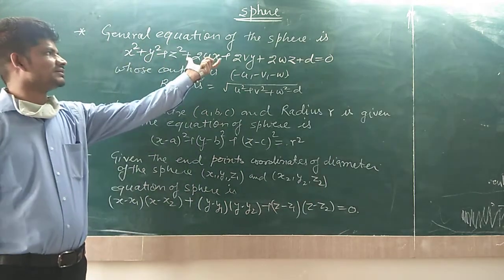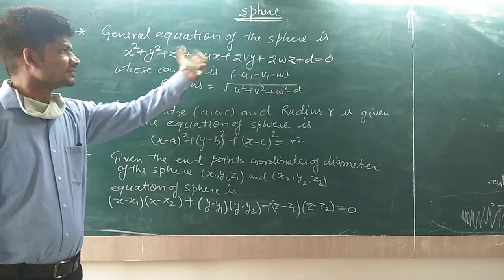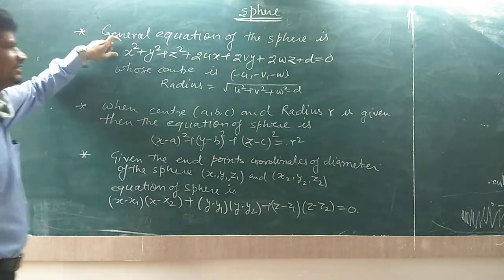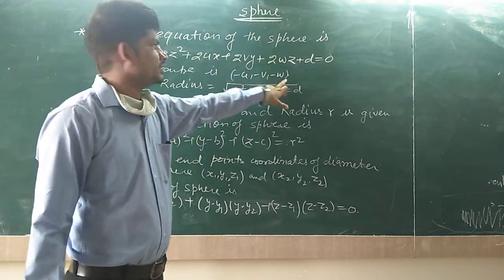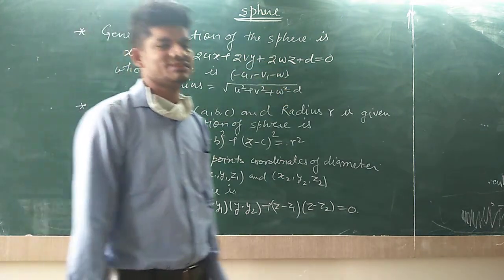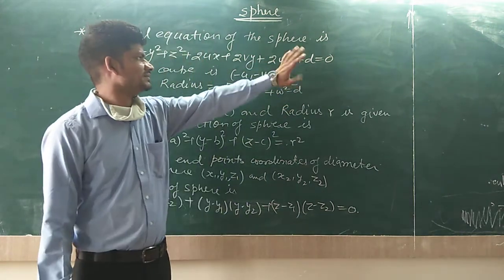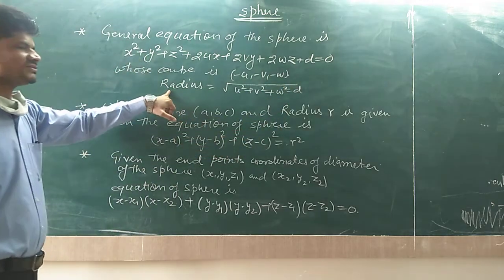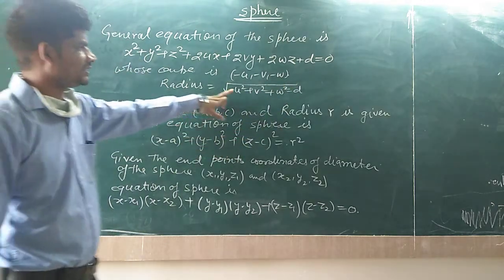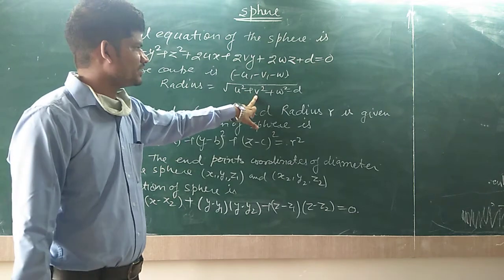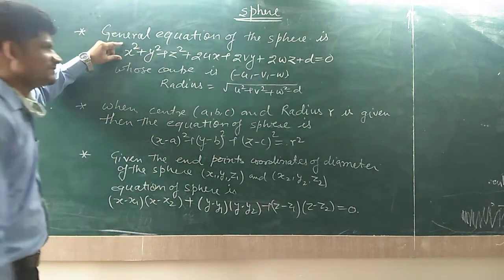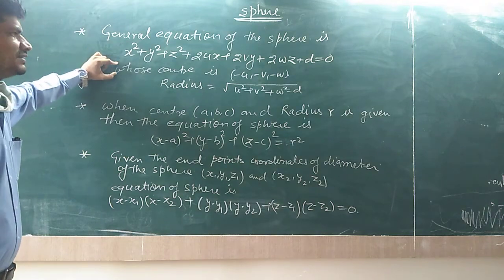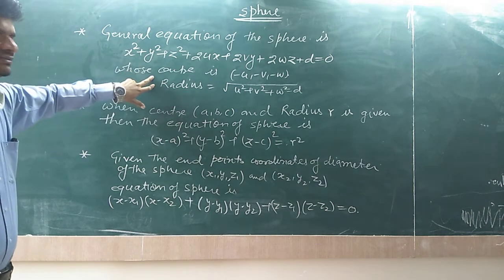This equation is representing a sphere whose center is (-u, -v, -w). u, v, w and d are constant values in the equation, and the radius of the sphere is under root of u square plus v square plus w square minus d. Then the general equation of the sphere is this, whose center is this and the radius is this.